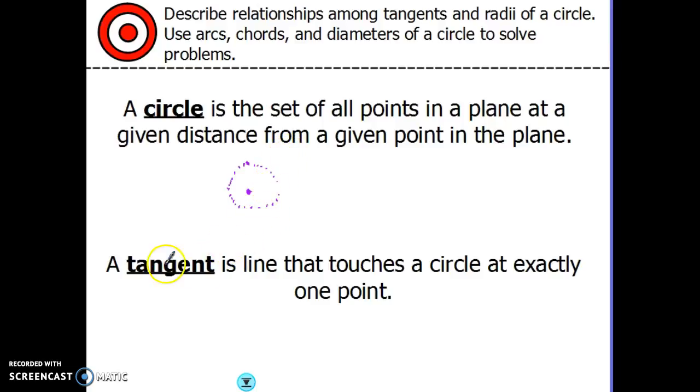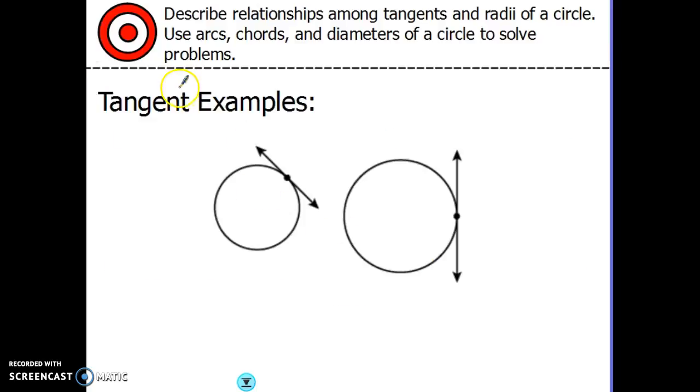Another term you're going to need to know is a tangent. A tangent is a line that touches a circle at exactly one point. So it's a very short definition, but it's very powerful. Let me show you what a tangent looks like actually. This is what a tangent looks like. So here's my circle. Here's a point that's on that circle. This line comes through, touches the circle at that point, and then keeps on going.